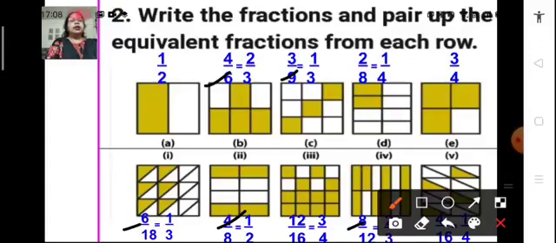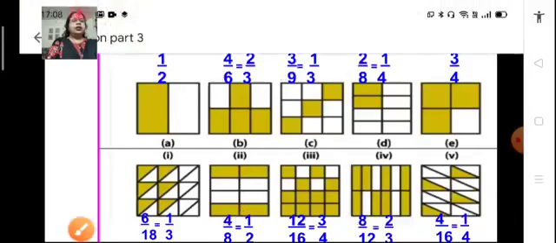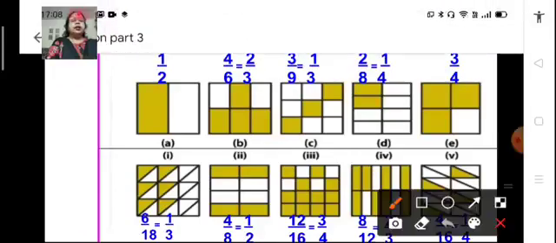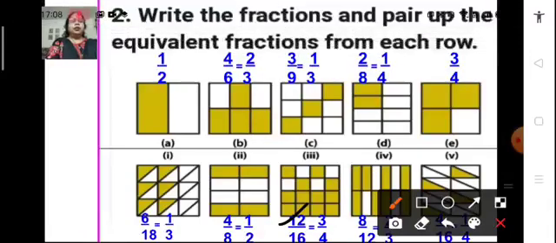Then D, 2 upon 8, which is equal to 1 upon 4, will be equal to the last one, 4 upon 16. And E, 3 upon 4 is equivalent to the third figure, 3 upon 4 or 12 upon 16.